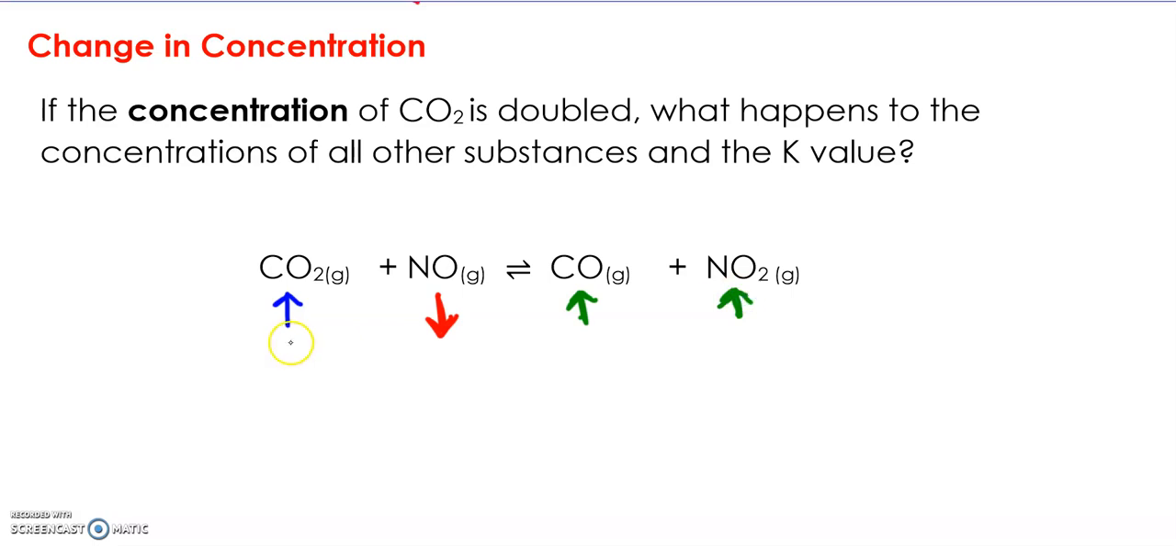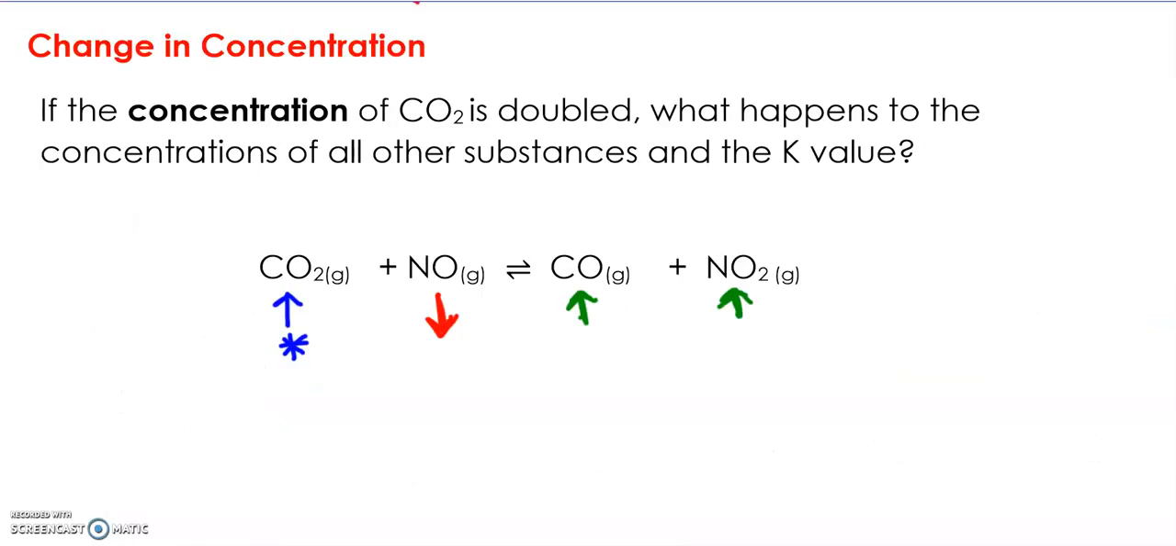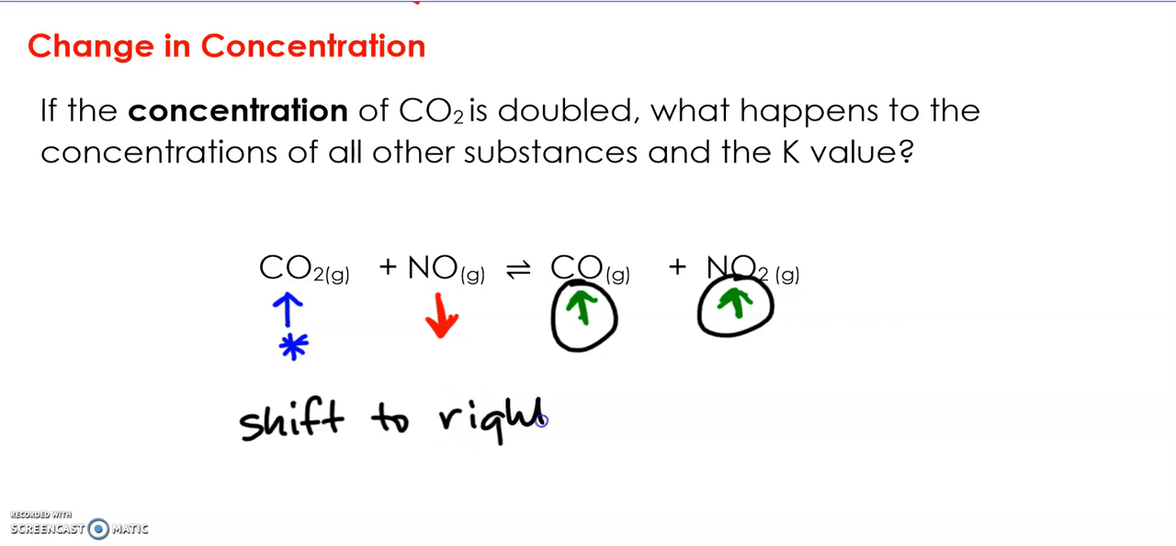So here was my initial, here was my start. Now I go back to here, and this thing I wrote in the start: the shift occurs towards the side with more increases. How is it going to get back to equilibrium? Well, I'm not going to look at my initial, but I'm going to look at everything else. I have 2 increases on my product side. What that tells me is that this will shift to the right. Another way to say that would be that it favors products.